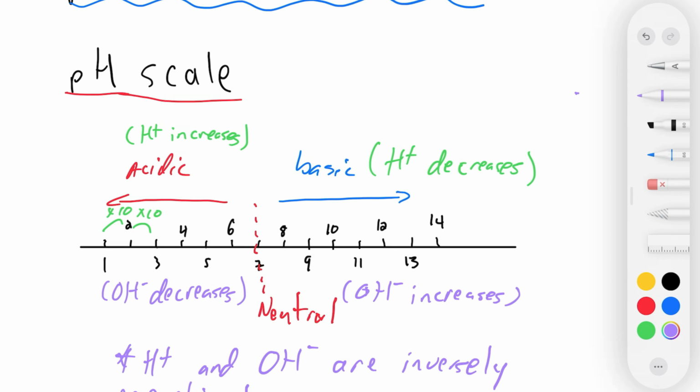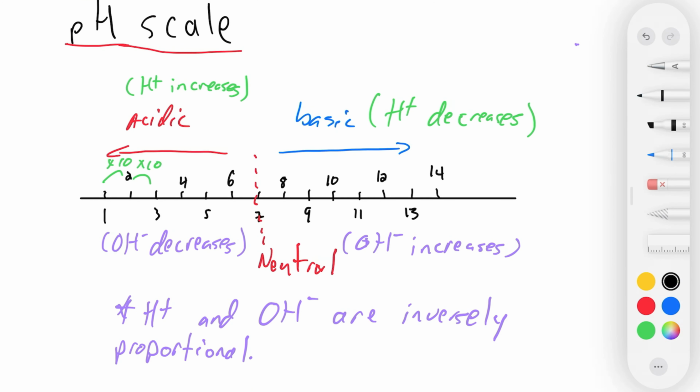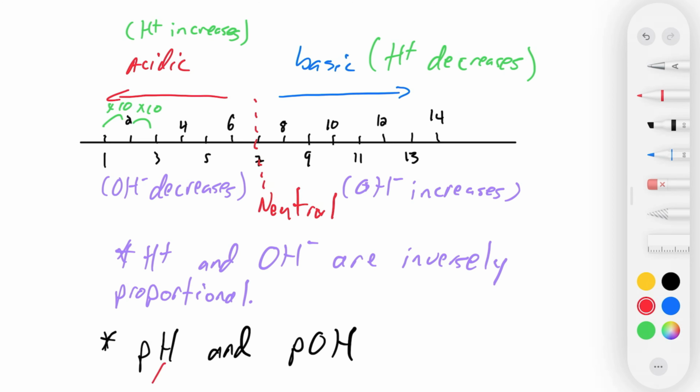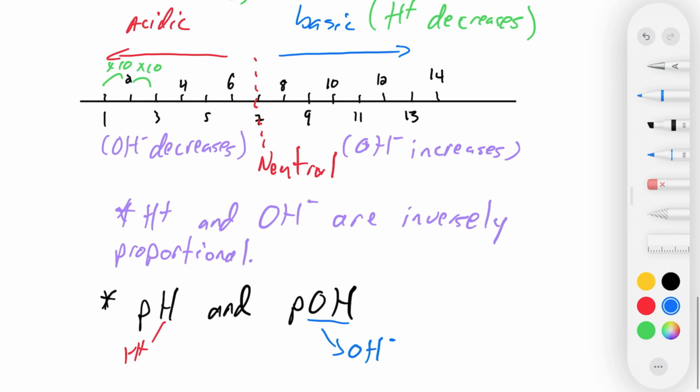By that same token, we can also say the same thing between the two entities of pH and pOH, where pH measures the H plus logarithmic concentration, and pOH represents the OH minus logarithmic calculations. pH and pOH are also inversely proportional.